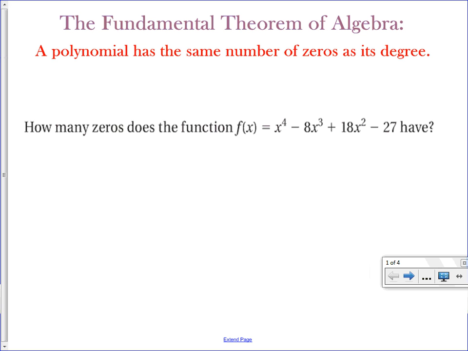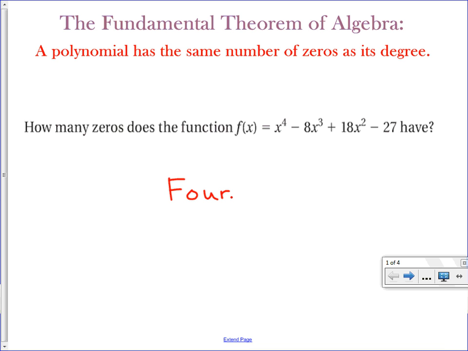The fundamental theorem of algebra states that a polynomial has the same number of zeros as its degree. So if you look at this very simple question, how many zeros does this function have? All it's asking you to do is look for the degree of the function and say that's how many zeros it'll have. So if you have f of x equals x to the fourth, how many zeros will this function have? 4. And that's literally all this question is asking.